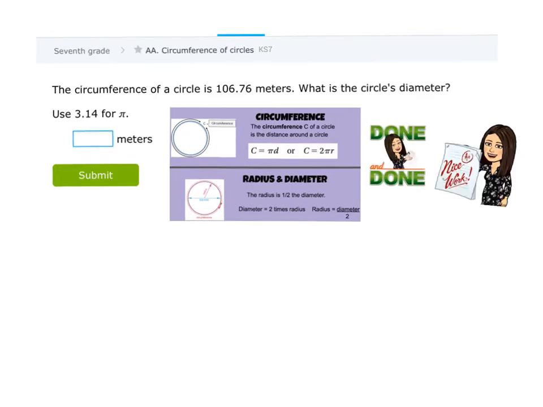Now last, if you get towards 70 and above, you might have a question like this. So it gives you the circumference. The circumference is 106.76. What we're trying to find is what the diameter is. So we want to plug in our formula. C equals pi times diameter. We're trying to find the diameter. We already know what their circumference is.